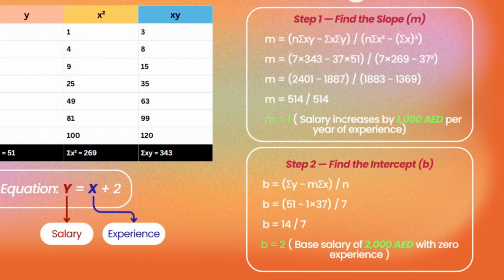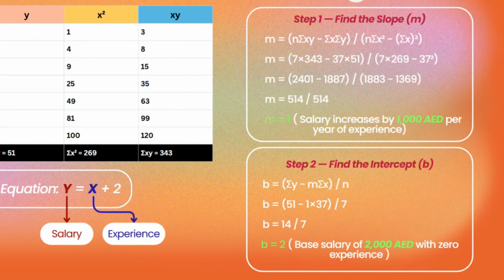After putting the values, we get the final answer as m is equal to 1. That means that the slope is 1. This indicates that the salary increases by 1000 AED for every year of experience. So the slope of the graph represents the increase in the salary, and as m is 1, the increase in salary is 1000 per year.